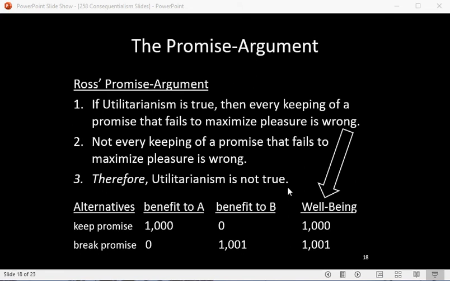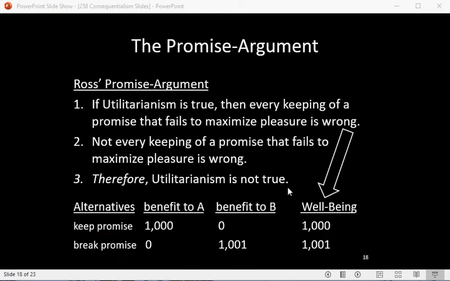If you look at that chart in the bottom, keeping the promise benefits person A to the tune of 1,000 and has no effect on B. So its well-being or its pleasure value for its consequence is 1,000. Breaking the promise doesn't benefit A, but it does benefit B to the tune of 1,001 units of good or pleasure. So which action maximizes pleasure here, or well-being? It's the breaking of a promise. So if utilitarianism is true, then keeping the promise is wrong here, because there's another option, breaking it, which maximizes pleasure.